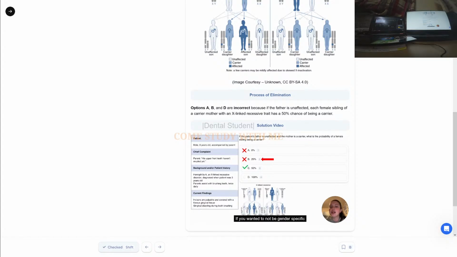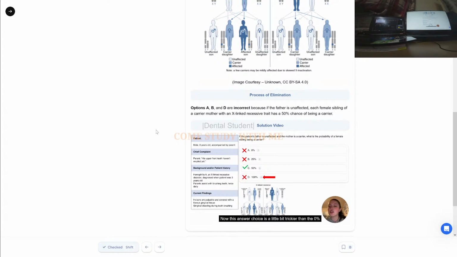gender. If you wanted to not be gender specific and just look at a pool of 4 offspring, 2 male and 2 female, then there are scenarios where 25% would be carriers or 25% are affected, but it would never be gender specific. So since this question was gender specific, and because X-linked recessive inheritance will not result in a 25% probability for a female being a carrier in any scenario, we knew that this answer choice was incorrect. And now we have 100%.